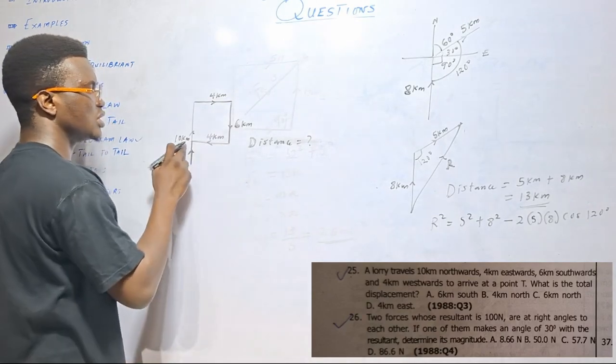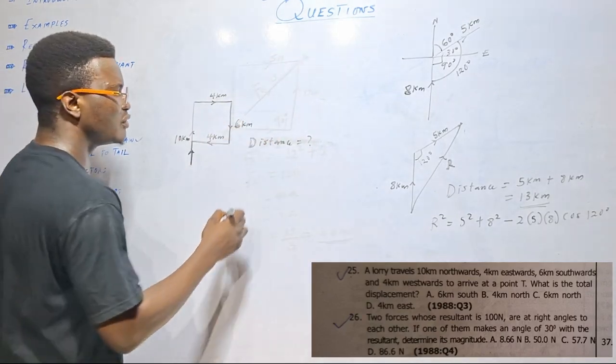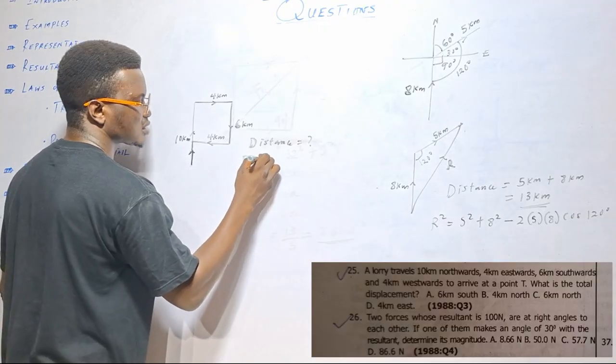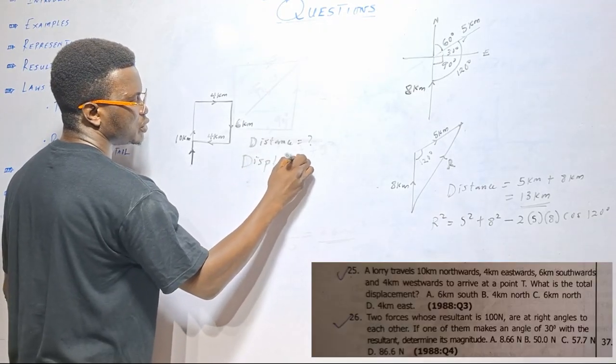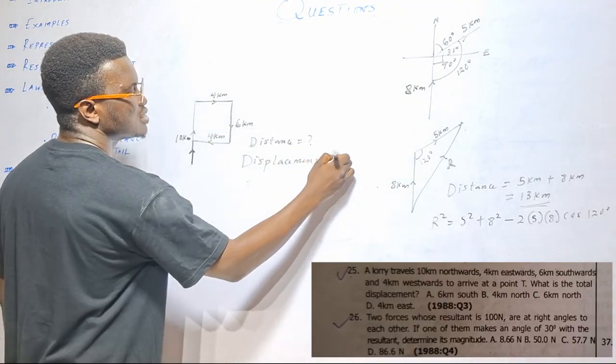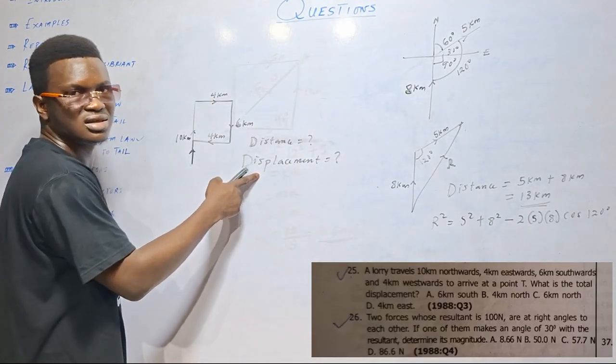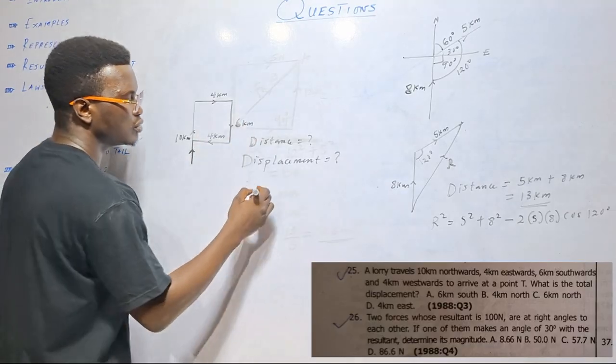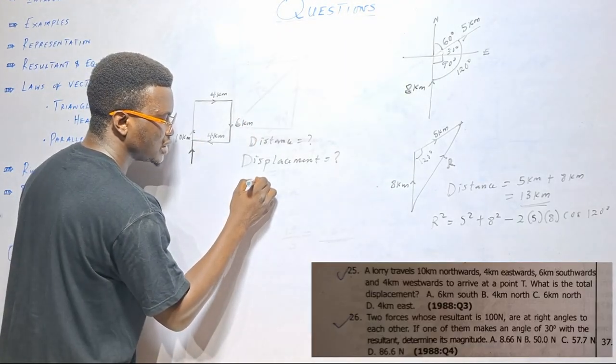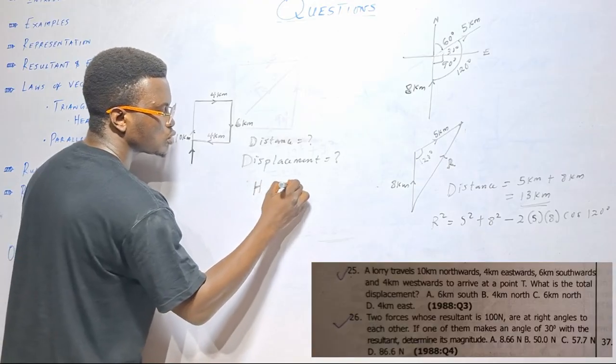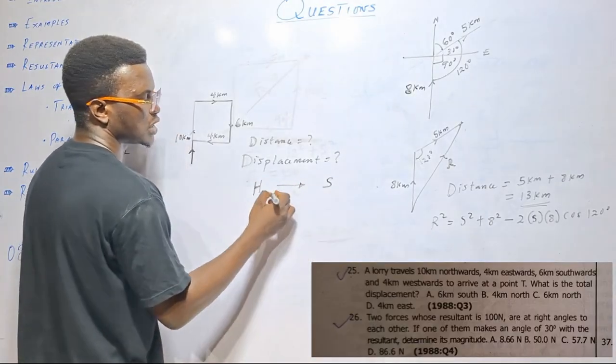Then you will add everything together, all the values. Distance does not consider direction, it's a scalar quantity. We add everything together. So 10 plus 4 plus 6 plus 4 will give you the total distance, just like we did in the previous questions. But displacement is just the shortest distance between 2 points. So this is an analysis.